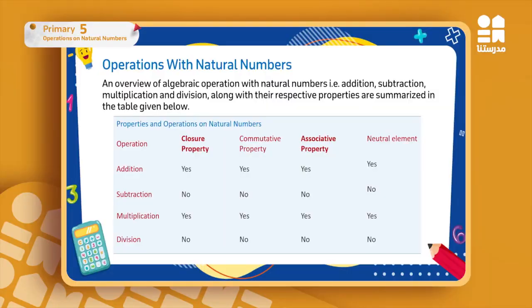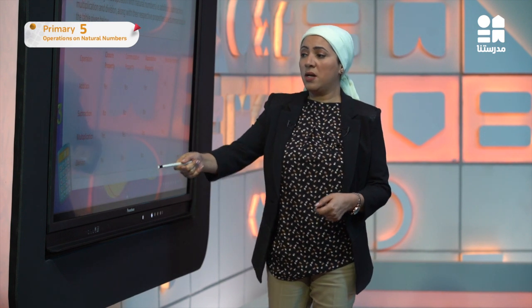So the closure property, commutative property, associative property, and neutral element. In addition, the 4 properties are applicable. In subtraction, the 4 are not applicable. In multiplication, the 4 properties are applicable, and we add to them multiplying by 0 and the distributive property. Division: none of these properties apply to division, and this includes also having a division identity or distributive property. They are not applicable as well.